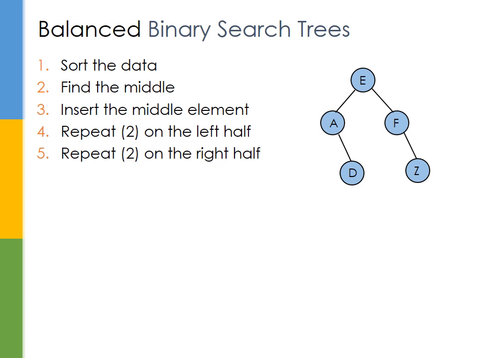So now we've basically divided our list in half, and then all we need to do is recursively perform the same operation on the left half and the right half. Because we've inserted E, we then have our initial list which contains A and D, and then we have a second list containing F and Z. Once again, we need to find the middle value of those lists, and then we perform an insertion. So this will essentially guarantee that we have a balanced binary search tree.